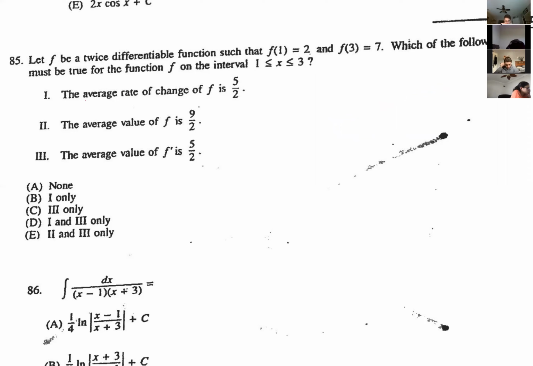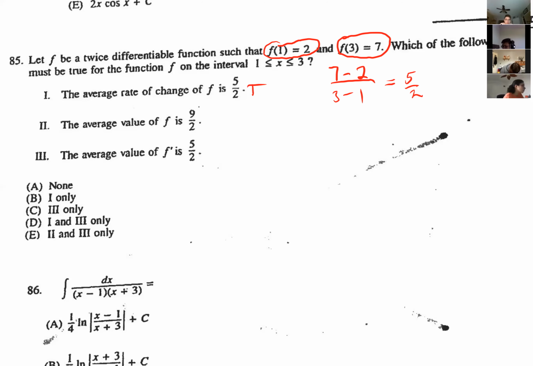Okay, so right here it says the average rate of change. Which of the following must be true? So I'm going to say true or false for each one. So for 1, if I want to find the average rate of change, I'm finding the slope of a secant line. So it's going to be y2 minus y1 over x2 minus x1. So using this and using this, this is going to give me 5 over 2. So this one right here would be true.